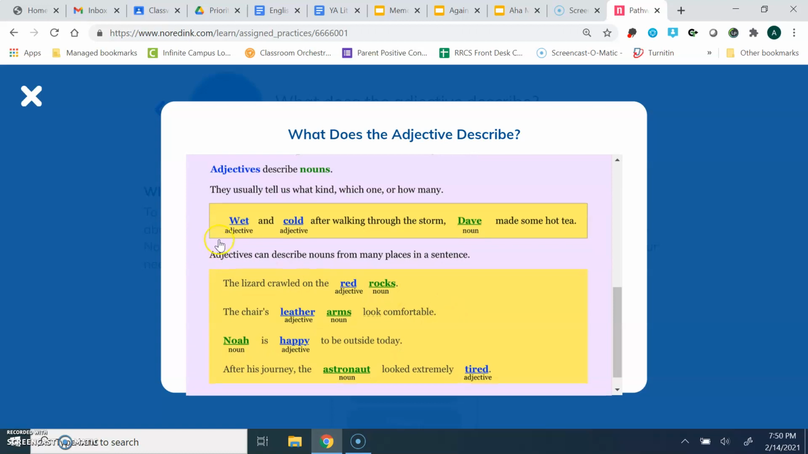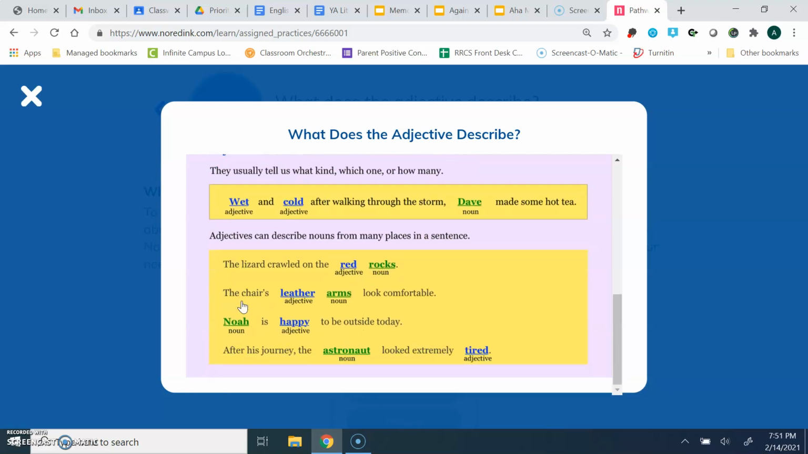Here's some more examples. Wet and cold after walking through the storm, Dave made some hot tea. So this is a very sophisticated sentence structure. Here, Dave is our noun, and it's described by wet and cold. So wet is an adjective, cold is an adjective. What are they describing? Dave is wet and cold. So the adjectives here are describing the noun here. Of course, they can come in many places in the sentence, like we've already seen.